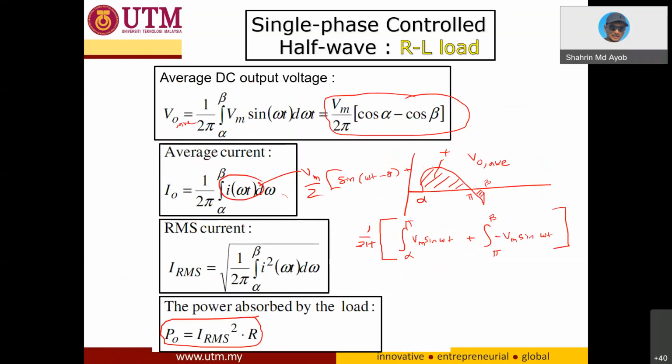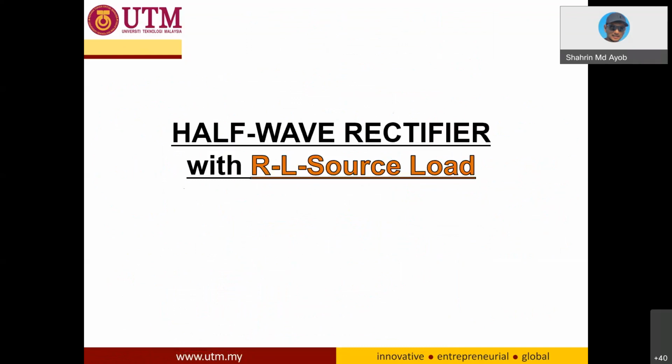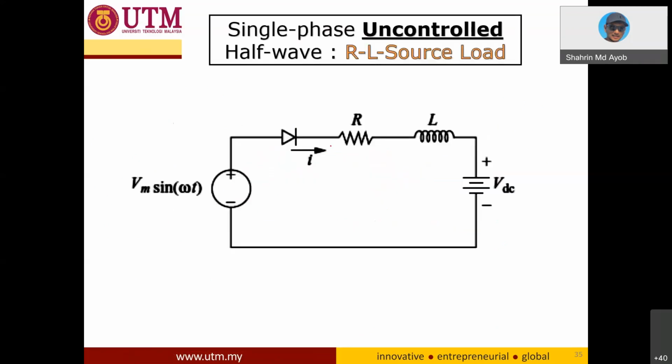Okay, so next we move to the next subtopic, which is still the half wave rectifier, but the load right now is the RL with a source. Meaning that you have R, and then you have an inductor, and then you have a DC source. So this is your V out, from here to here.